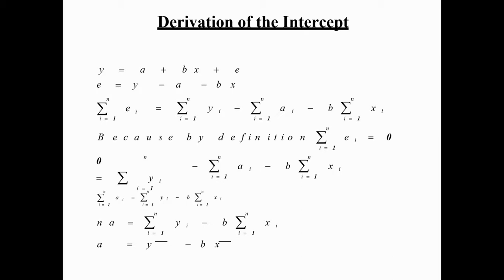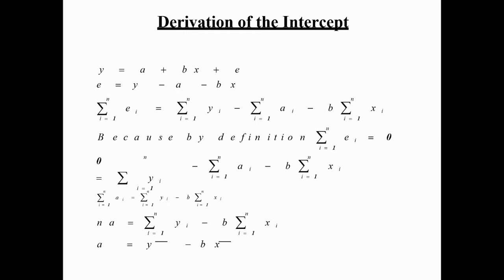This is how the intercept is normally derived. Based on the formula that we have earlier, y equals a, the first constant, plus b, the second constant, multiplied by the coefficient of x, plus e, which is the third constant. So e equals y minus a minus b multiplied by x if we are going to change it.